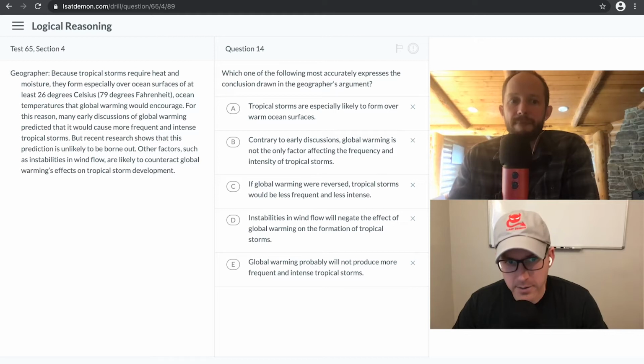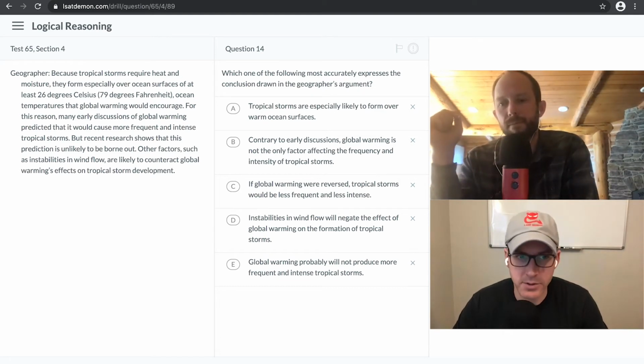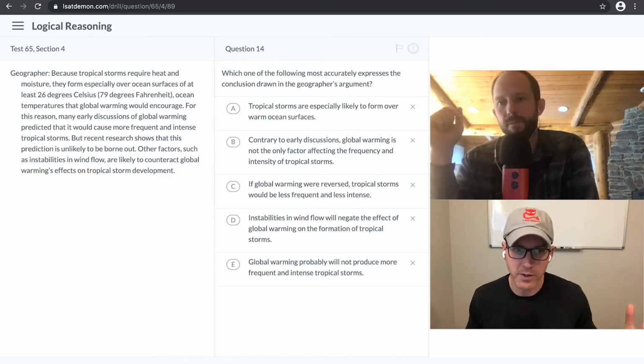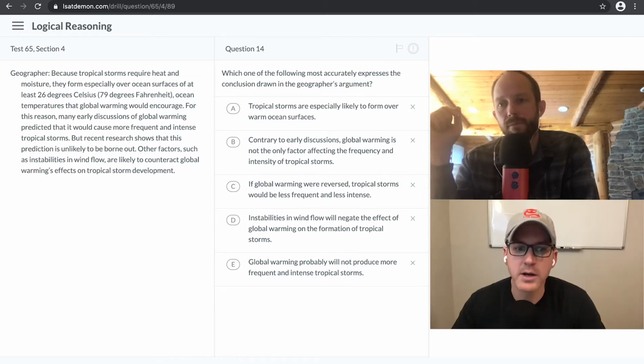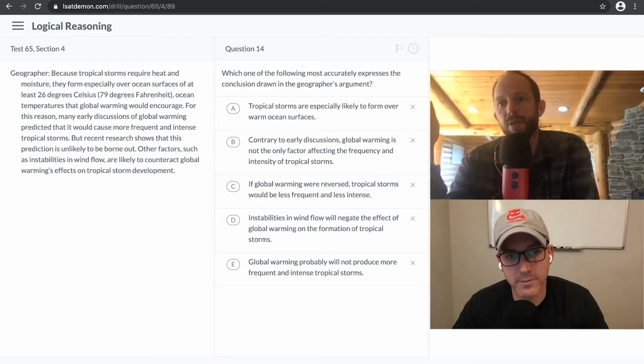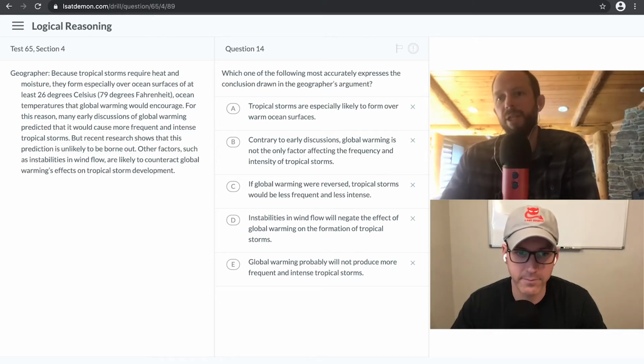He continues, but recent research shows that this prediction is unlikely to be borne out. Ooh. Okay. I'm going to put a lot of money on this as the main conclusion of this person's argument. I don't know for sure, but it sounds like, hey, I told you what some other people think. I gave you a reason for why they thought that. And now I'm telling you that there's some research that shows this is unlikely to be true. And we're probably going to learn a little bit more about that so that we can understand why the prediction is unlikely to be borne out. 99 out of 100 times, if they show up talking about somebody is wrong, that's almost always the conclusion of the argument.